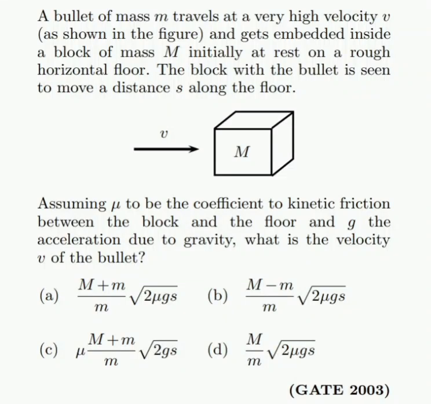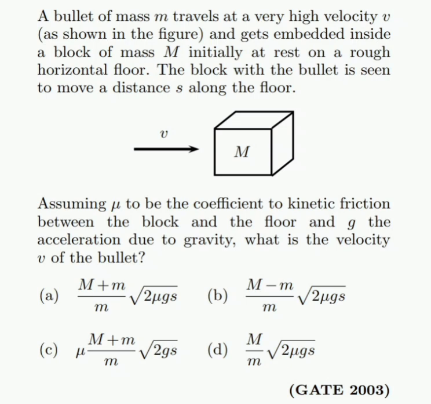So this is a 2003 GATE question. Let's look at the question. A bullet of mass m travels at a very high velocity v and gets embedded inside a block of mass M initially at rest on a rough horizontal floor. The block with the bullet is seen to move a distance s along the floor.